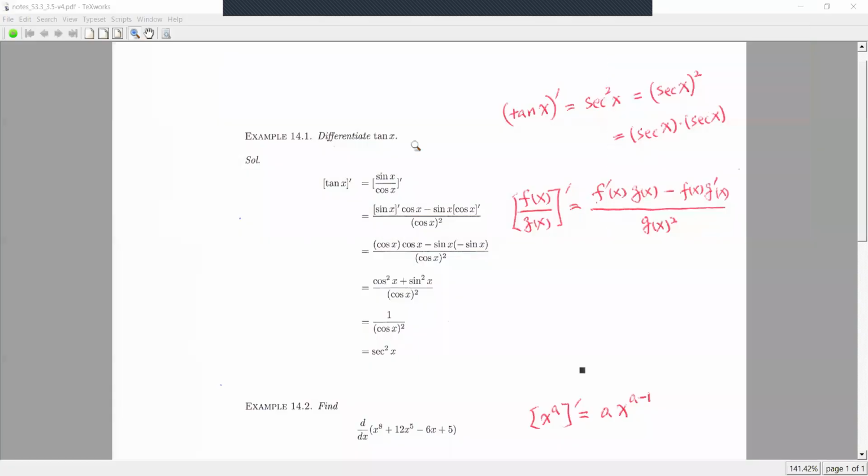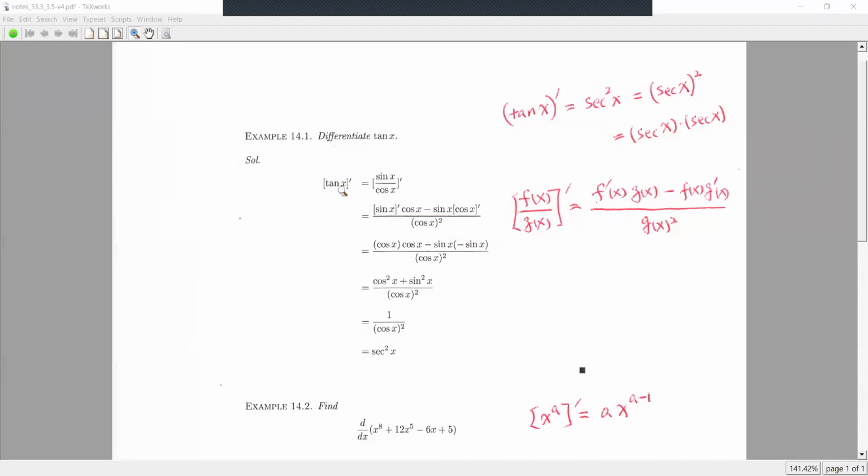Now, some examples about how to use the 10 formulas. Example 1, differentiate tangent of x. Differentiate a function means compute the derivative of the function. Derivative of tangent is secant square. How to get this result?